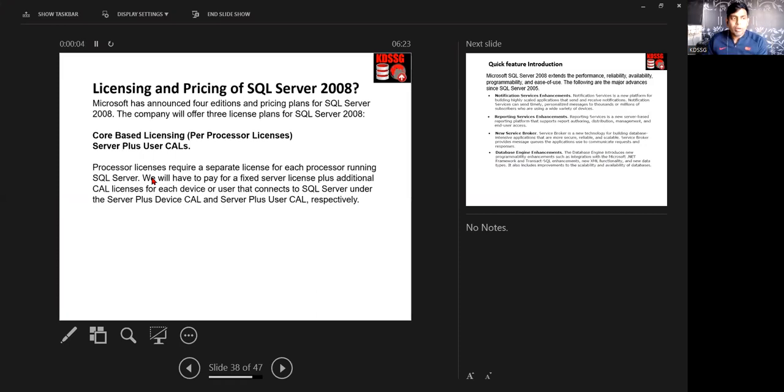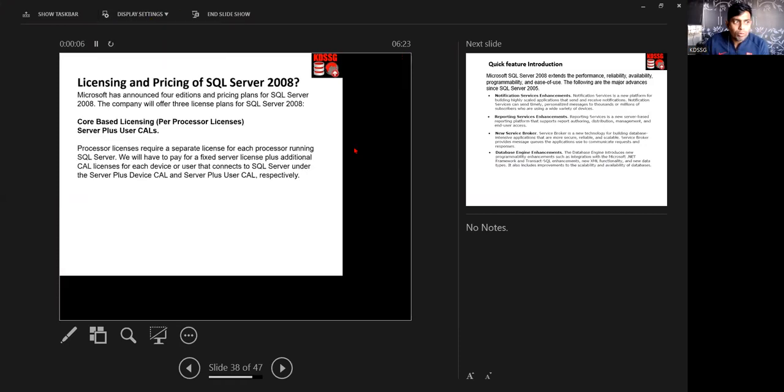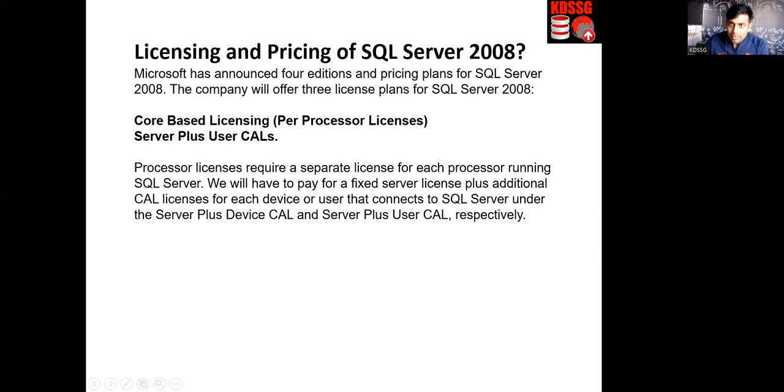So before we go and do mathematical calculations, how much it will cost and all that, let us first try to understand the two types of licensing models. First one, core-based licensing. Yesterday we did a small discussion. First of all, yesterday we understood what is the meaning of a core. Typical meaning of core is the processors that you have.